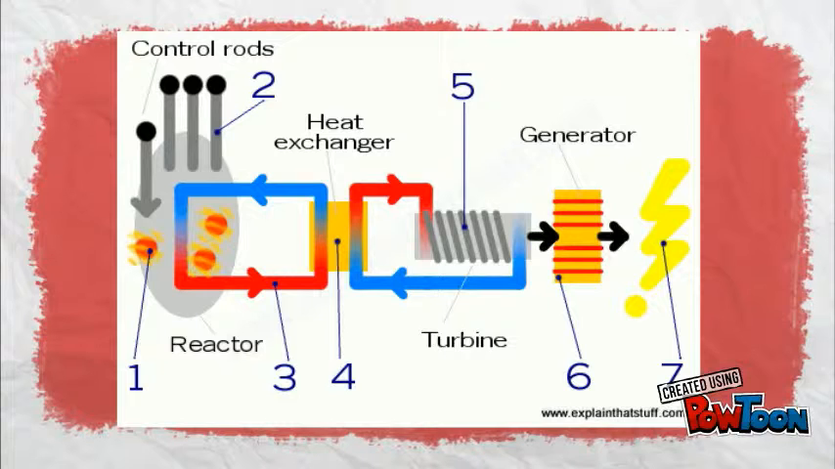The turbine turns at high speed. The spinning turbine is connected to an electricity generator and makes that spin too. Finally, the generator produces electricity.